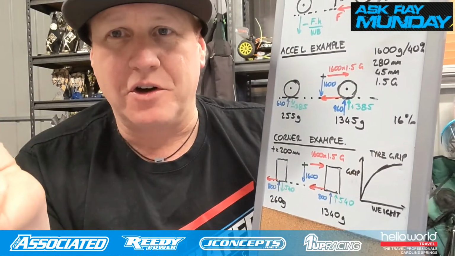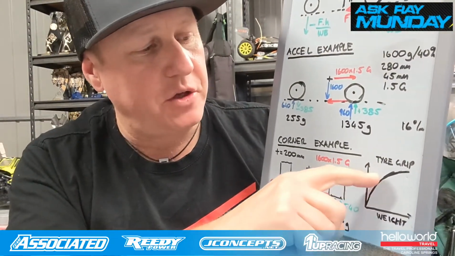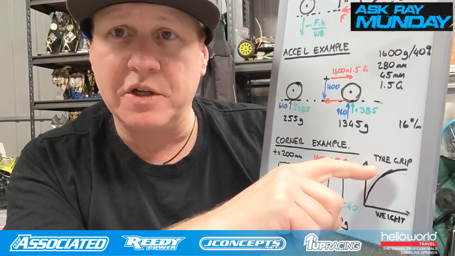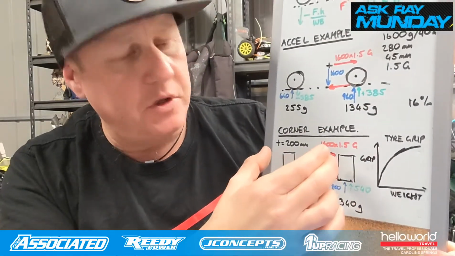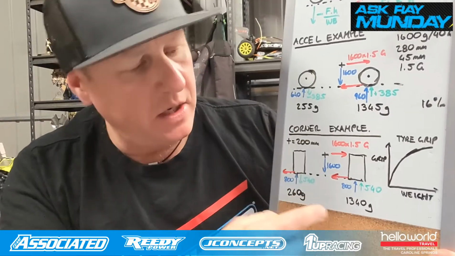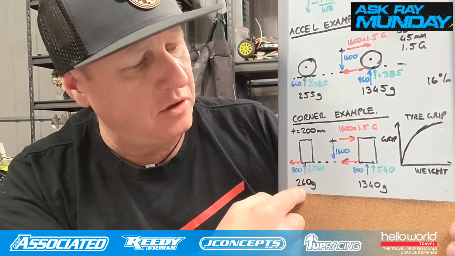Twice as much weight on a tire doesn't give you twice as much traction. As you take weight off, you actually start to lose more traction by taking weight off than you gain by adding weight on. So in this situation, the total weight of the car is still the same, but we've now got one side of the car that's really heavily loaded and one side lightly loaded.